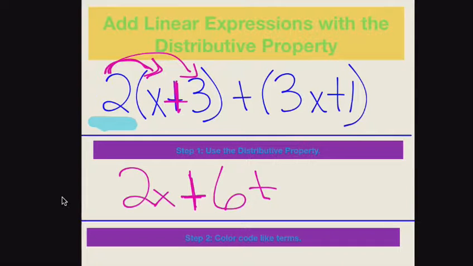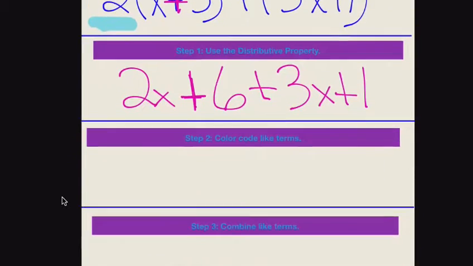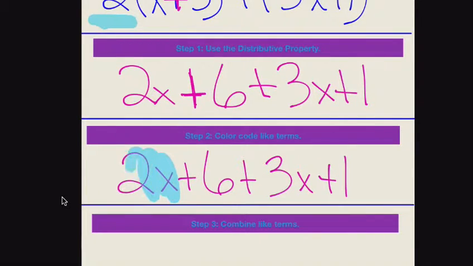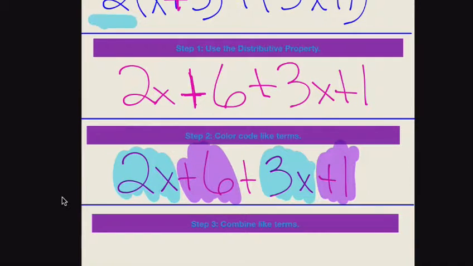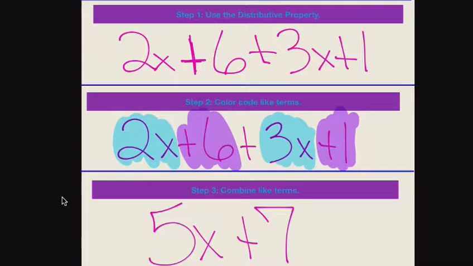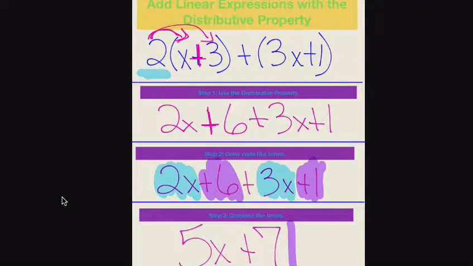Go ahead and add on the rest of the expression, plus 3x plus 1. So now we've got our expression after the distributive property has been used, we're going to go ahead and color code our like terms now. So go ahead and rewrite that expression. And we're going to color code 2x and 3x, those are like terms. And we're also going to color code positive 6 and positive 1 together. All right, 2x plus 3x is 5x, and then 6 plus 1 is 7. So our simplified expression is 5x plus 7.